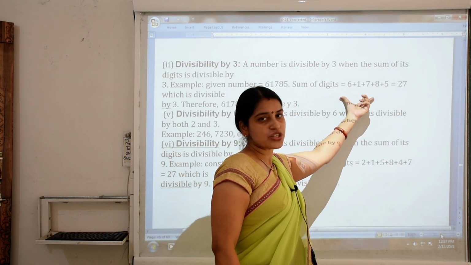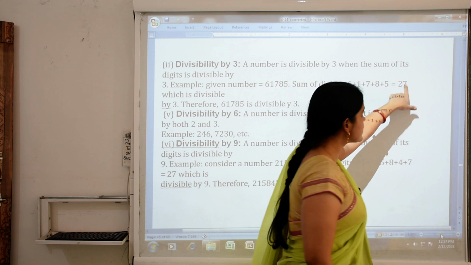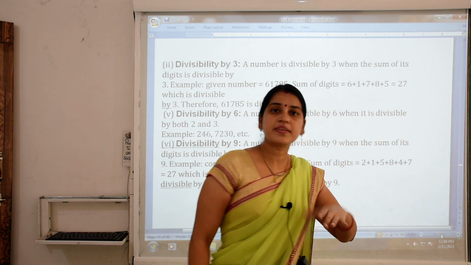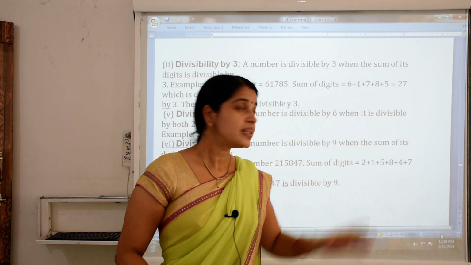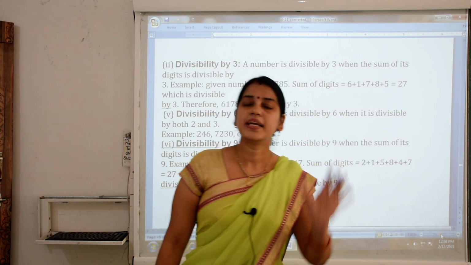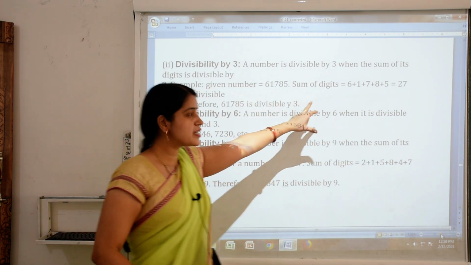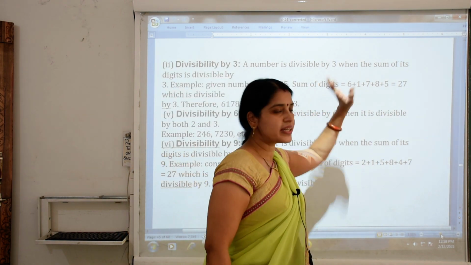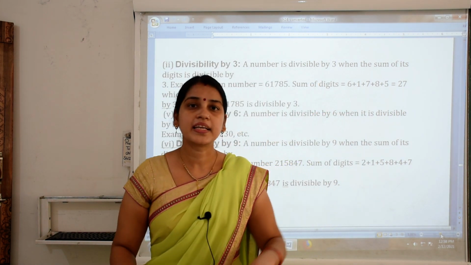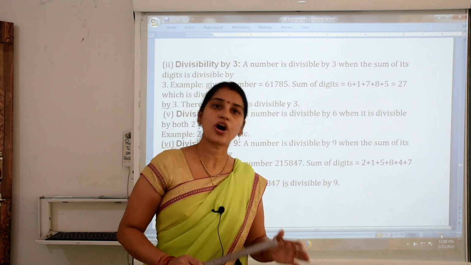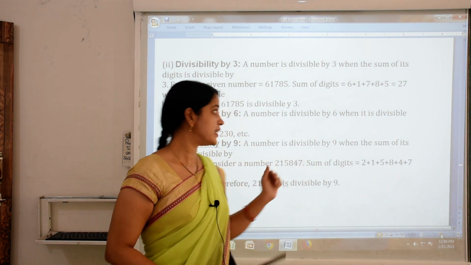So after addition, if you get such kind of number which is divisible by 3, then the complete number is divisible by 3. So without division, only by this rule, by the sum of the digits, we can find whether the given number is divisible or not by 3.